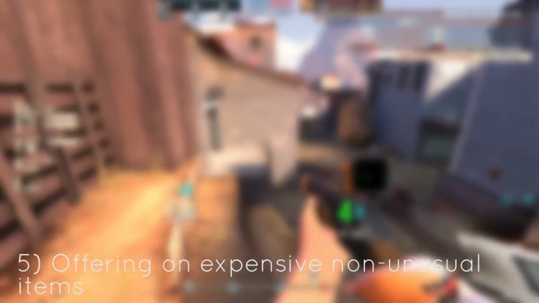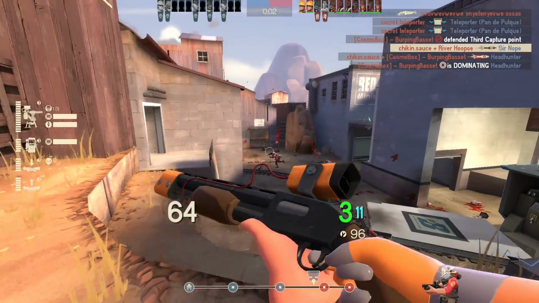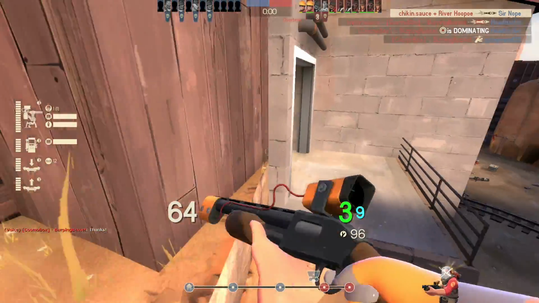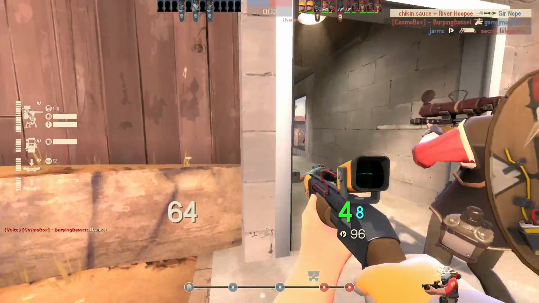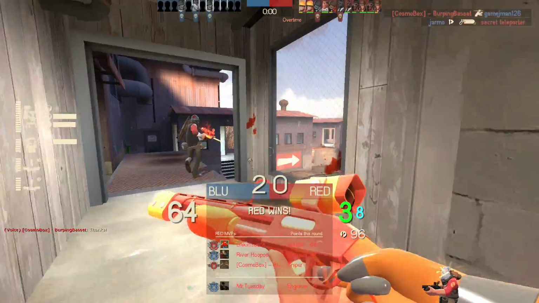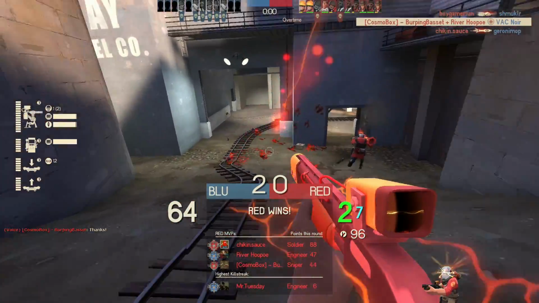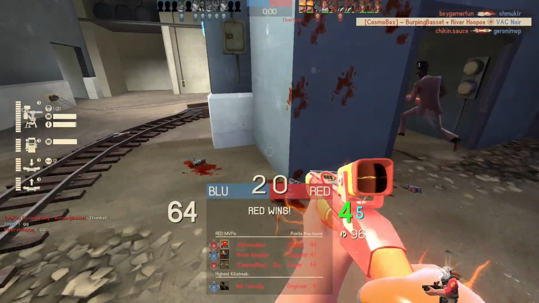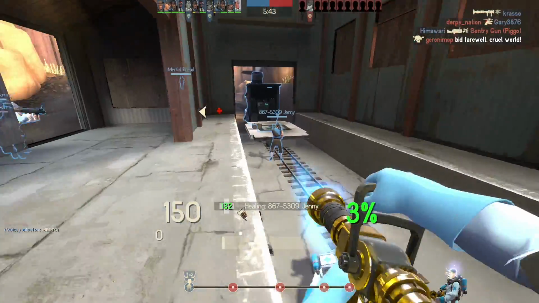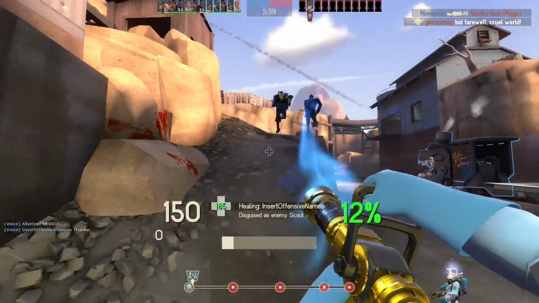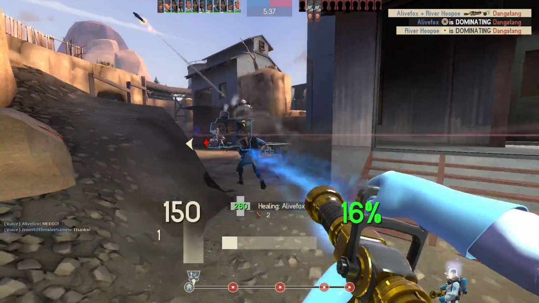Technique number 5, offering on Australiums or expensive non-unusual items. At this point in your trading career, you should know that pretty much all non-unusual items are basically pure keys in disguise simply because they have competitive buy orders. So a perfect way to get rid of your hard to sell hat is by offering it on expensive non-unusual items such as Australiums. Most of the time people aren't stupid enough to accept a 1-for-1 trade of equal value, but if you overpay even just a few keys, you can get a pretty awesome pure offer on your hard to sell hat.